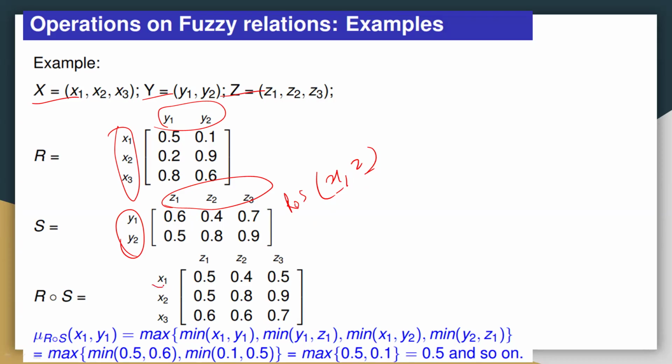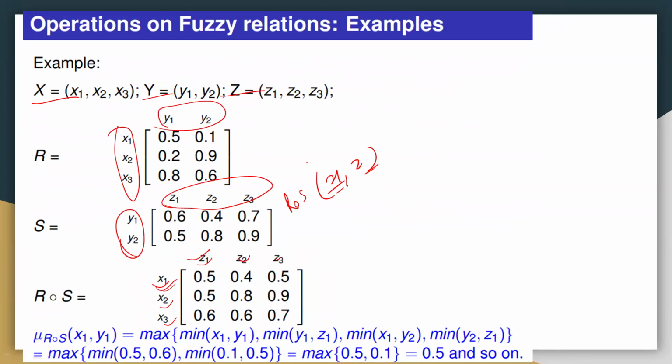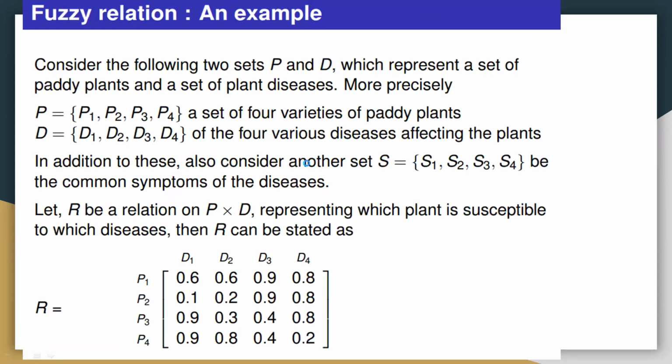Okay, so we take each one, X1 Z1 we find out, then we find out X2 Z1, X3 Z1, X1 Z2, X1 Z3, and so on. So for each of the rows and columns, for every X and Z, we'll find out the max-min composition. Now there's one more example given here of a max-min composition. We'll look at that, and then we'll look at max product.